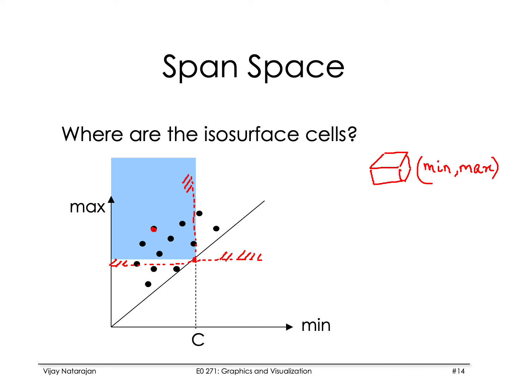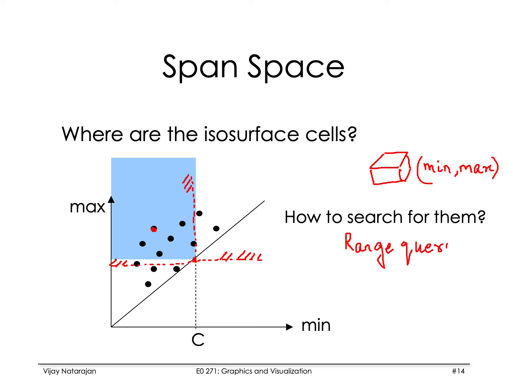Note that the blue rectangle is defined by this iso value C. This is called a range query. So how do I search for the isosurface cells? I call what is called a range query in 2D space. Range queries are studied extensively in computational geometry, and there are very efficient algorithms available here.